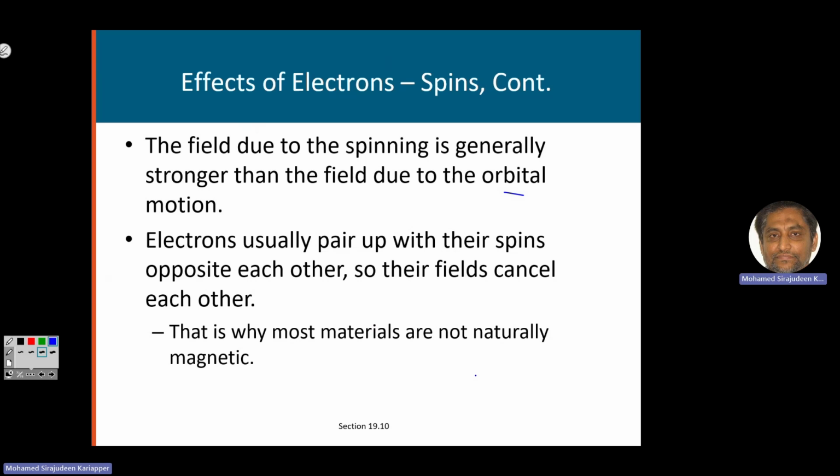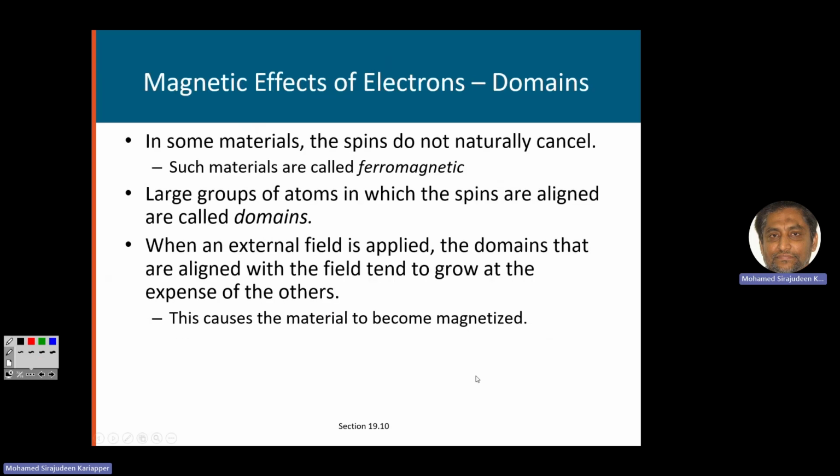Electrons usually pair up with their spins opposite each other, so their fields cancel each other. That is why most materials are not naturally magnetic, but we do have some materials. In some materials, the spins do not naturally cancel. Such materials are called ferromagnetic. You know what ferro means, ferrous?